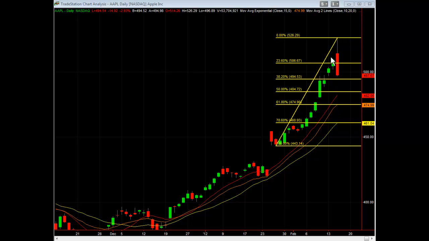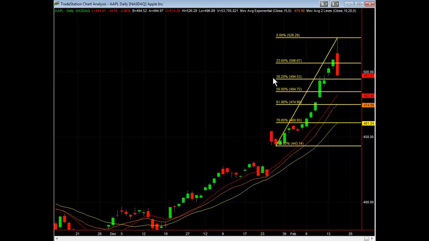And here's Apple on a Fibonacci retracement to give you some ideas of where Apple can be headed next. So what I did, I just took the low, this island reversal. You can see this island gap here, where after earnings it gapped up to about 443. So this low of this island gap was 443.14. The high today was 526.29. So if you take a Fibonacci from the low to high, the potential retracement levels are here.